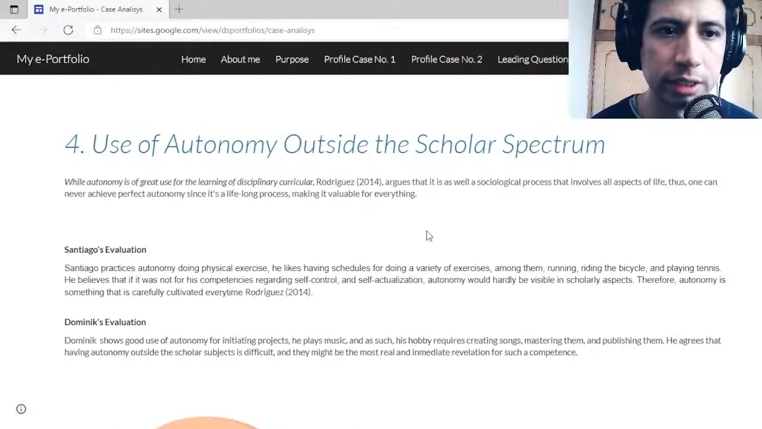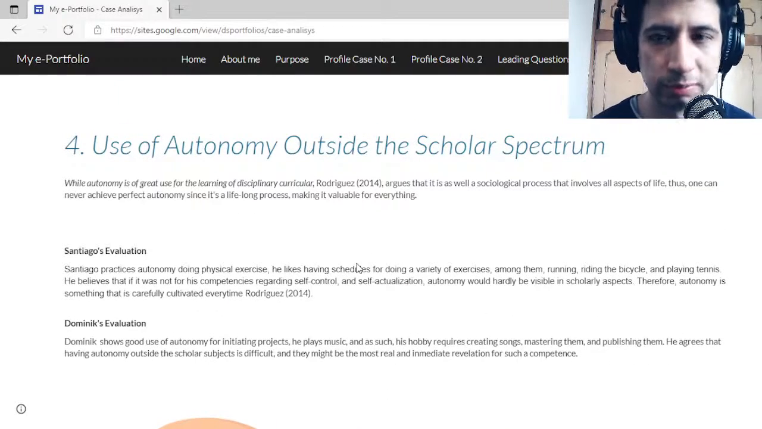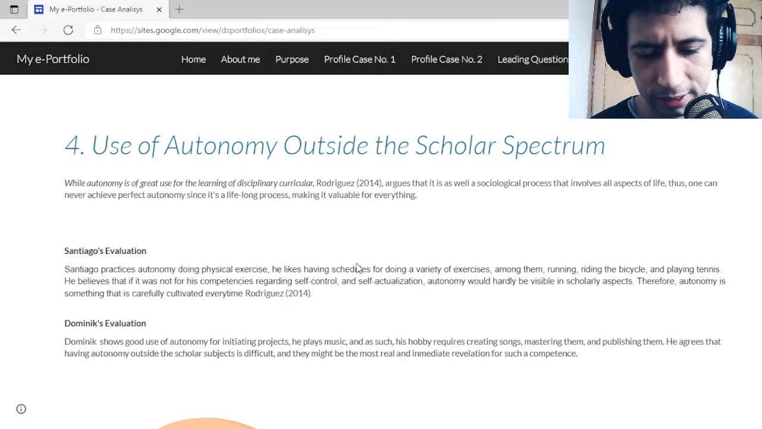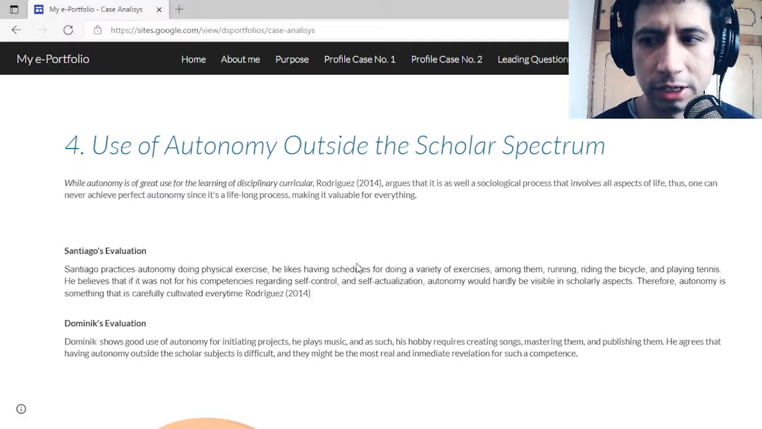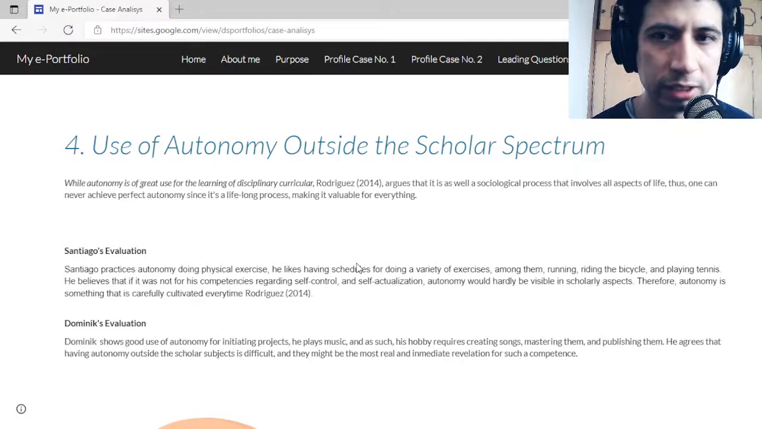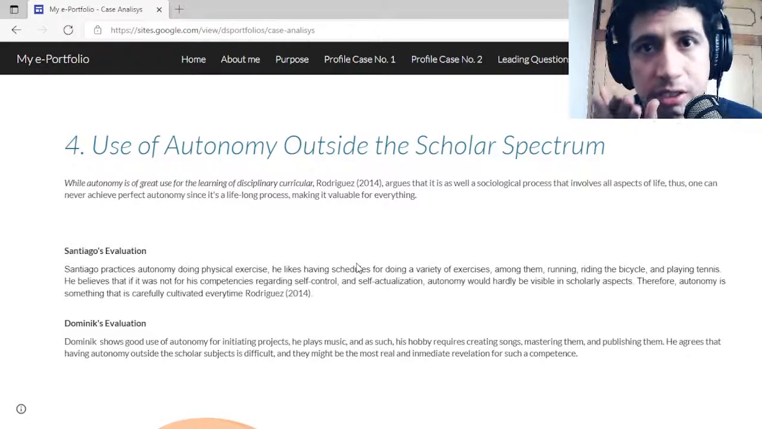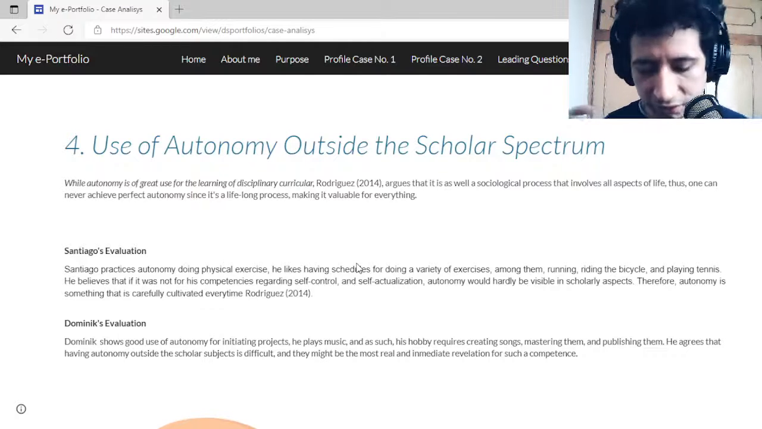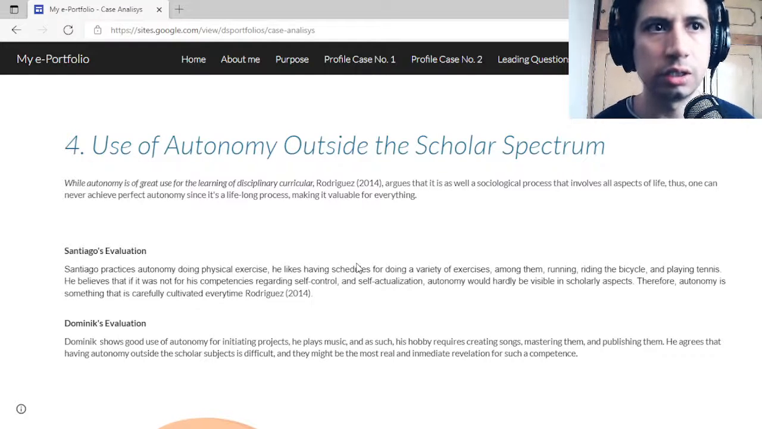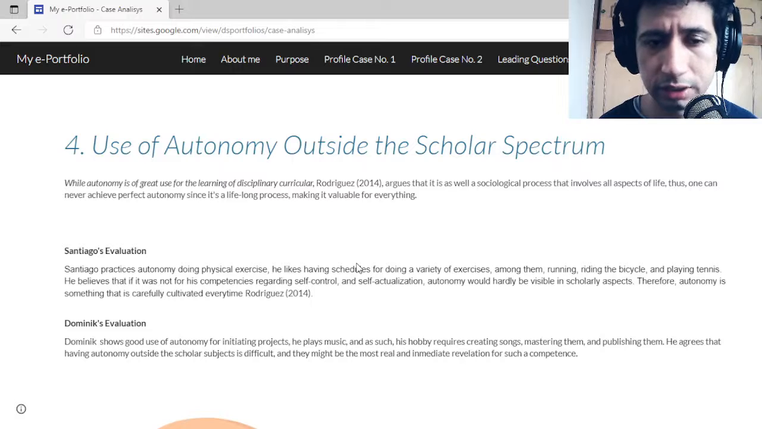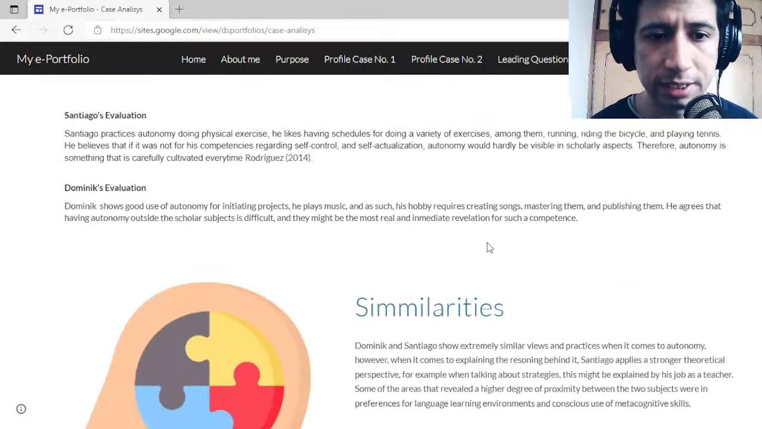I was also forgetting the use of autonomy outside the scholar spectrum. Now, it's important to say that autonomy is not only something you apply in your daily life or in your language learning career. It's something that goes beyond that and needs a transversal performance, such as if you're an autonomous language learner, you also need to be autonomous when doing exercise, going to the gym, going to your office, and so on. And so I also talk about some differences we found between Dominik and myself.